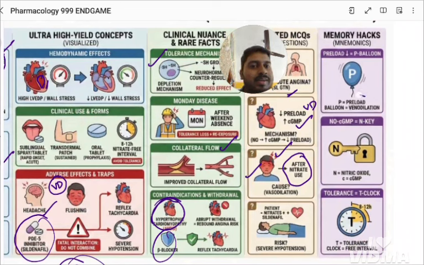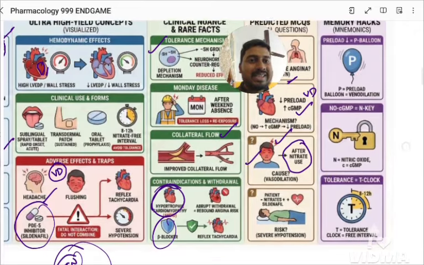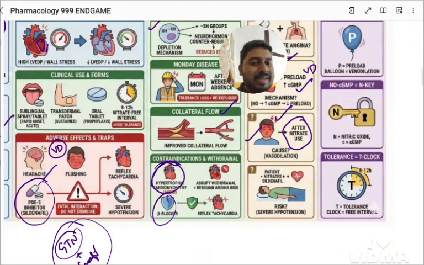Okay, so what is this preload? Preload means venodilation. Just to show that, balloon-shaped preload means it causes venodilation, so there is dilatation. And the tolerance-free interval for nitrate is 8 to 12 hours, after which tolerance will decrease. During this tolerance-free period, there won't be any tolerance developing. So that's why after this you will be giving nitrate again. You should have 8 to 12 hours of nitrate-free period so that tolerance doesn't develop.